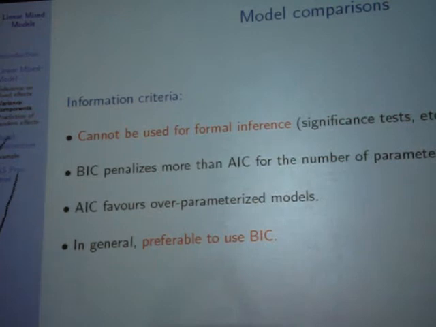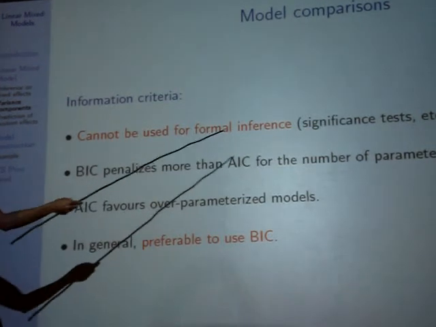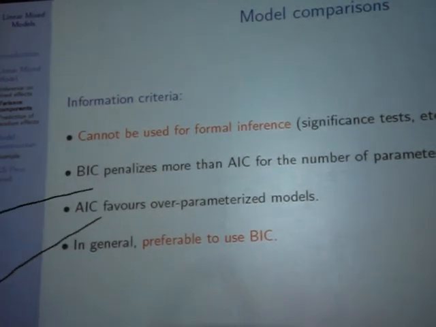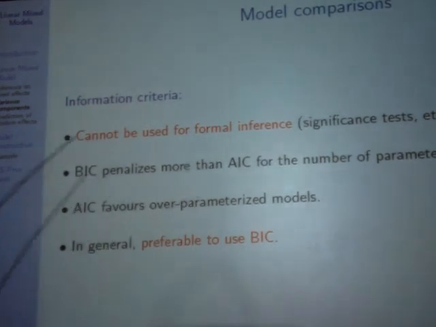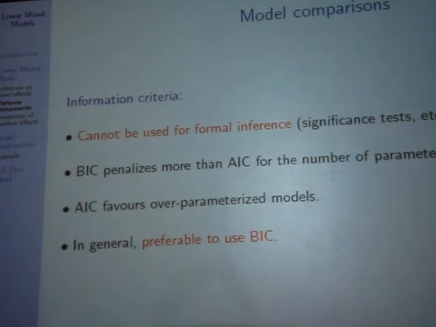So with the information criteria, you cannot use them for formal inference. You cannot use them for significance tests, etc. You saw that BIC penalizes more than AIC for the number of parameters because you multiply by the log of the number of observations. AIC tends to favor over-parameterized models. So in general, when you don't have the same results between BIC and AIC, you usually prefer BIC.